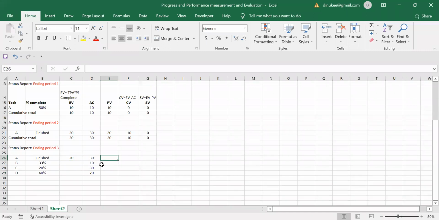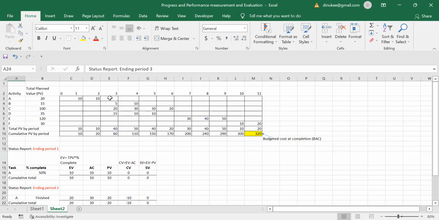And the planned value. In calculating the planned value, you have to see the status report. Status report is ending period 3, right? So at the ending period 3, what is the planned value for activity A? So for activity A, we have already completed, right? So at the end of period 2 also, we have calculated it as 20. So that 20 is going to be continued.